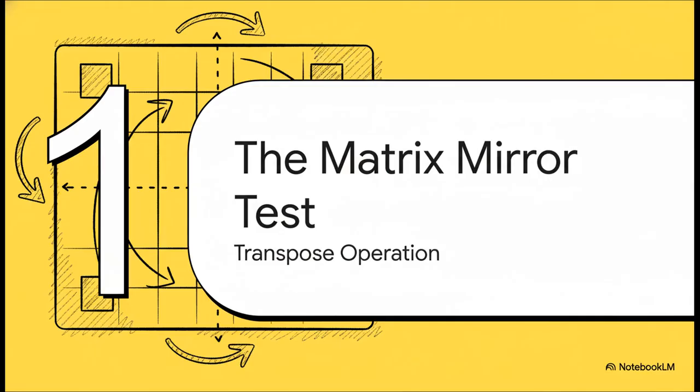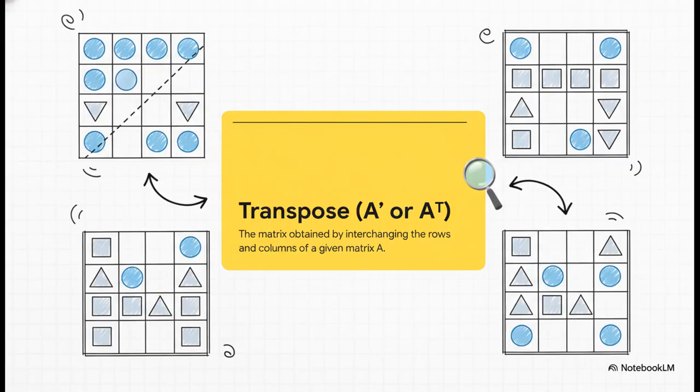Okay, our first secret starts with something I like to call the matrix mirror test. It's a really simple operation, but it lets us peek into the deep internal symmetry of any matrix. Now, this test has a formal name, of course, the transpose. All you do is take the rows and turn them into columns. That's it. Imagine drawing a line from the top left corner straight down to the bottom right. That's the main diagonal, and you just flip the whole thing right across that line. It sounds simple, but this little flip is incredibly powerful.